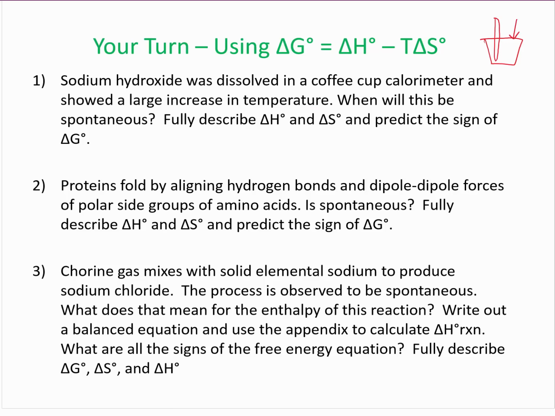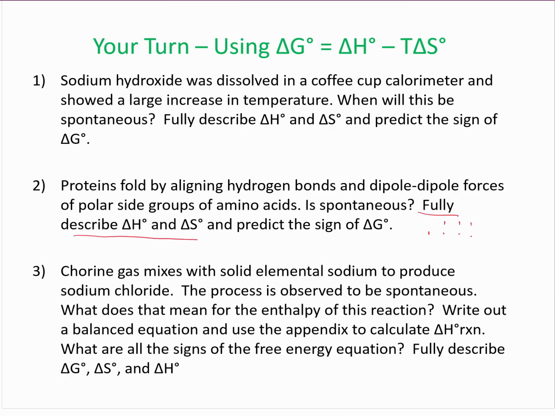And then sodium hydroxide is dissolving, and then it got hot. So what does that mean? In number 2, it says proteins fold by aligning hydrogen bonds and dipole-dipole forces of polar side groups of amino acids. So you have a protein, and then it folds like that. It folds over on top of itself, and it's connecting hydrogen bonds here, here, here. So what does that mean?